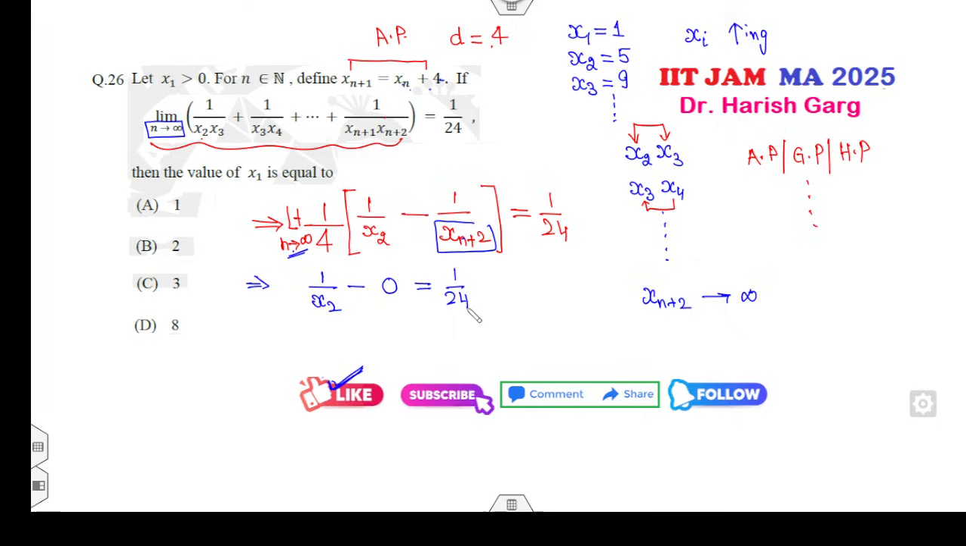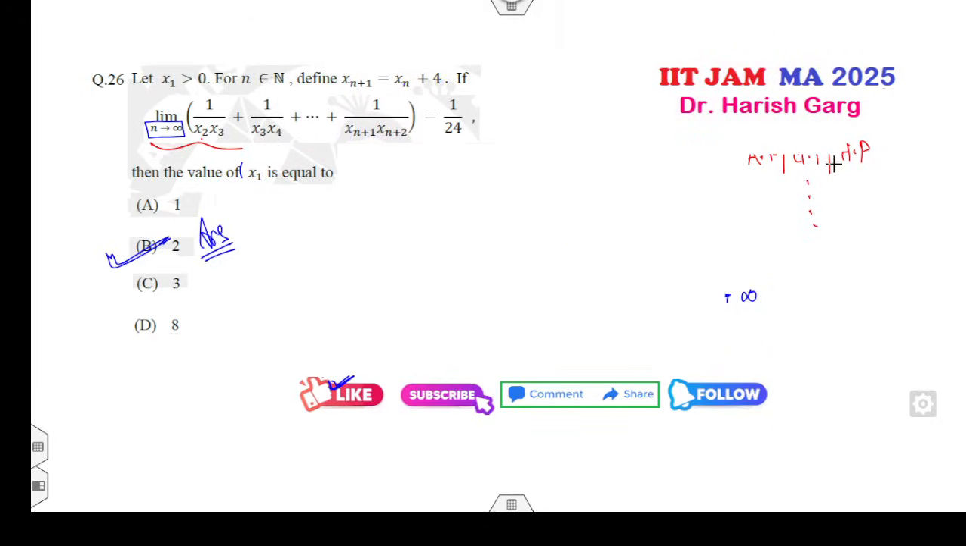0. Fine. So can you find the value of the x1? So what is the value of the x2? x2 will be 24. That means x1 plus 4, sorry, it's a 4 by, so that will be 1 by 6. So can you find the value of x1? x1 will be 2 is the right answer.